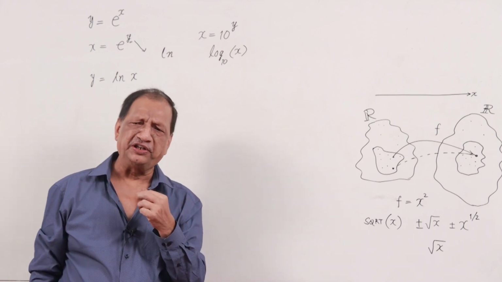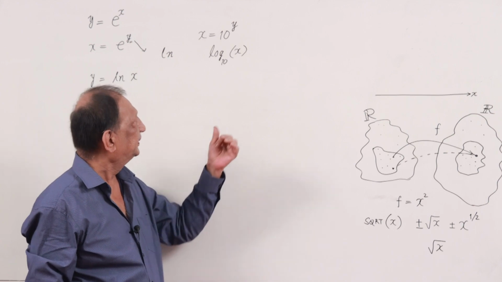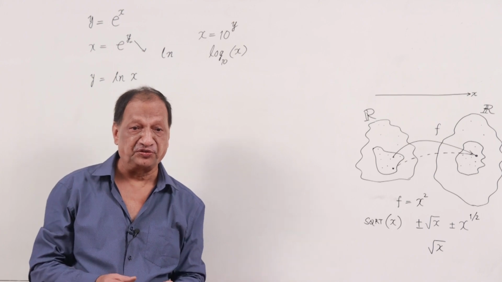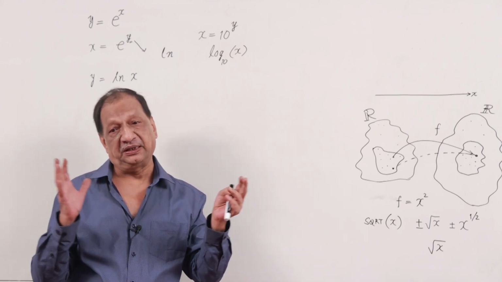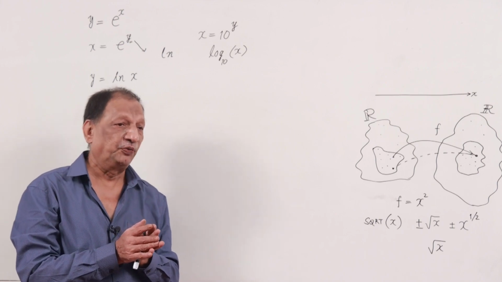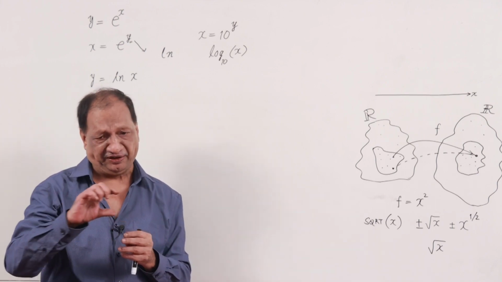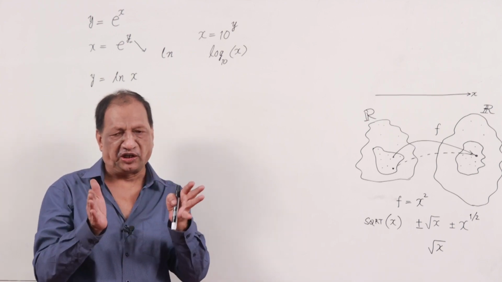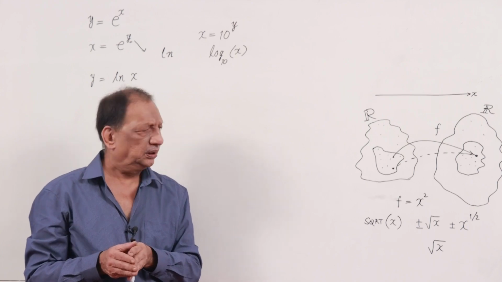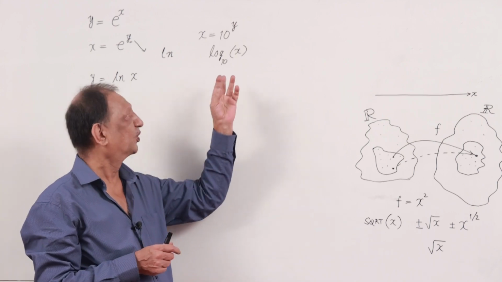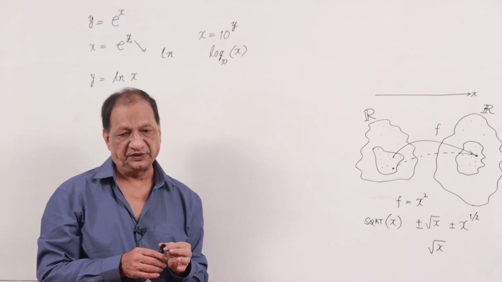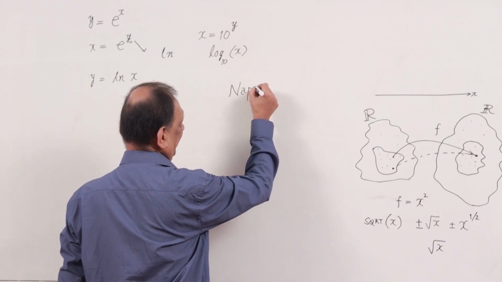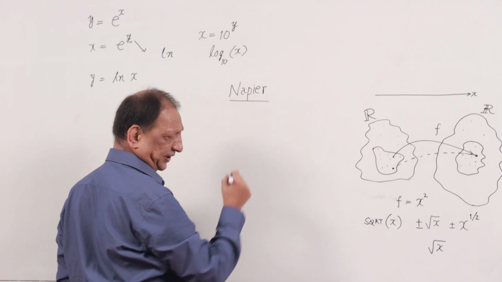About 30, 40, or 50 years back, these base 10 logarithms were really used in classrooms. We used to do calculations when you wanted to multiply or divide big numbers using logarithms to base 10. You know that. There's a book which gives the table of logarithms. Unfortunately, today we don't use those tables, called Napier's tables. Napier is a person who, I think, prepared the first such set of tables.